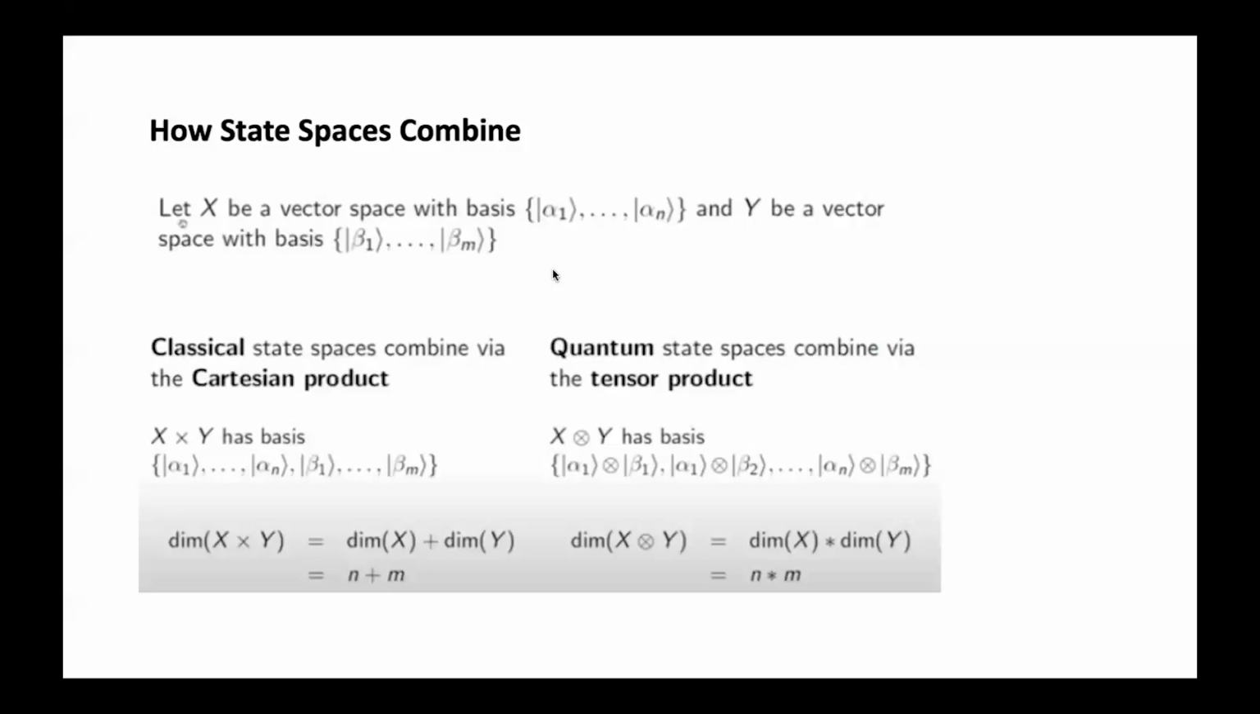So this is not how quantum states combine. As we saw last time, quantum states combine via tensor products. So here, this space has bases that consist of the tensor product of the corresponding elements of the two bases. And as a result, the dimensionality of this space is much larger. Instead of addition, here we have multiplication.